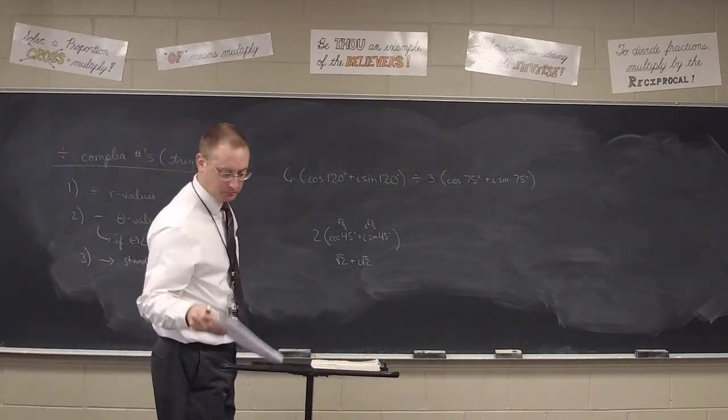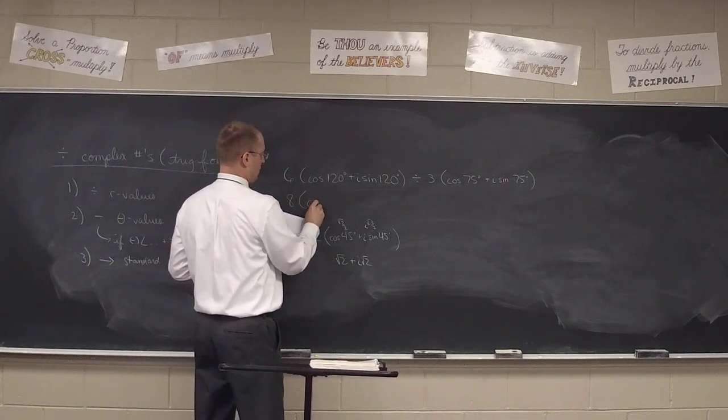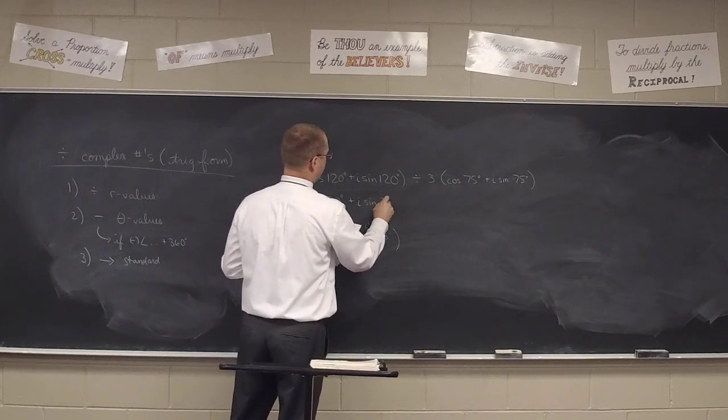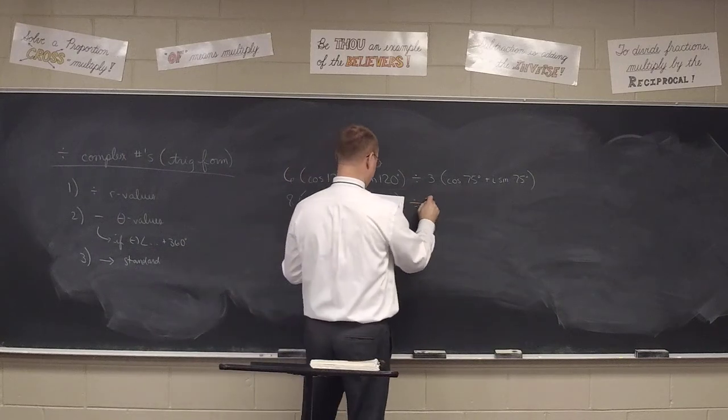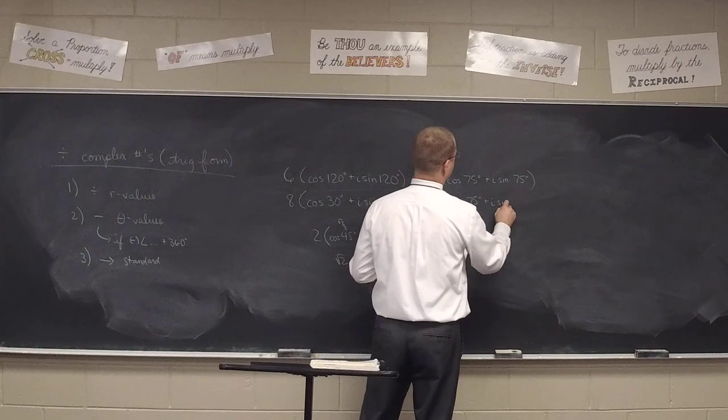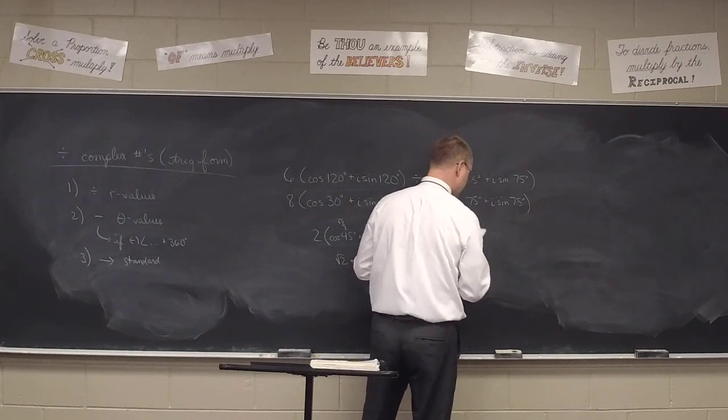Write this one down. 8 times the cosine of 30 degrees plus i times the sine of 30 degrees divided by 2 times the cosine of 75 degrees plus i times the sine of 75 degrees.